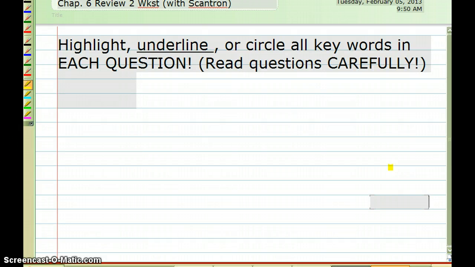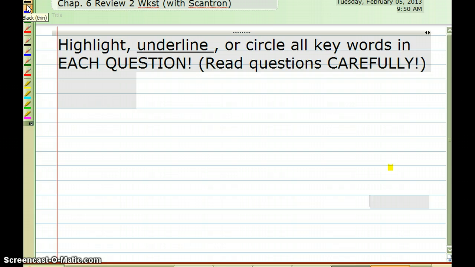Hi, this is Ms. Zhu, and we're working on the Chapter 6, Review 2 worksheet, and it includes the scantron. Make sure that you put all your answers onto your worksheet and on your scantron. When you scan it in class, you won't get your scantron back, so you also need to make sure you circle answers on that worksheet.